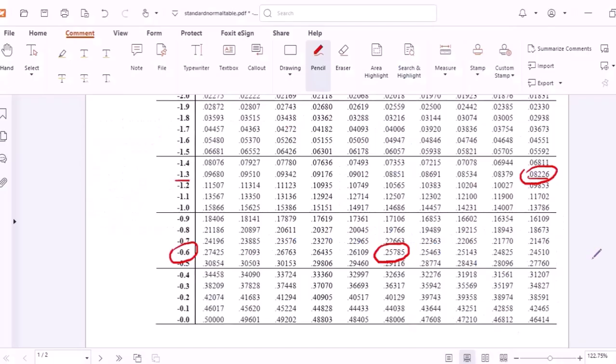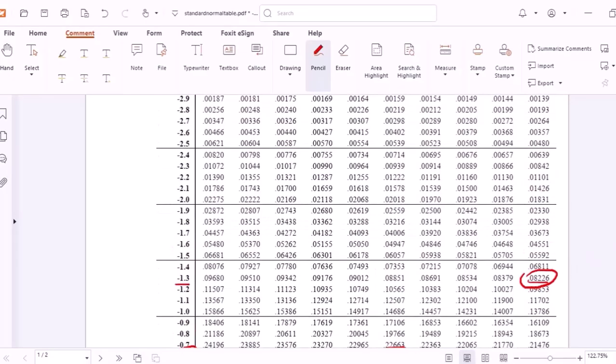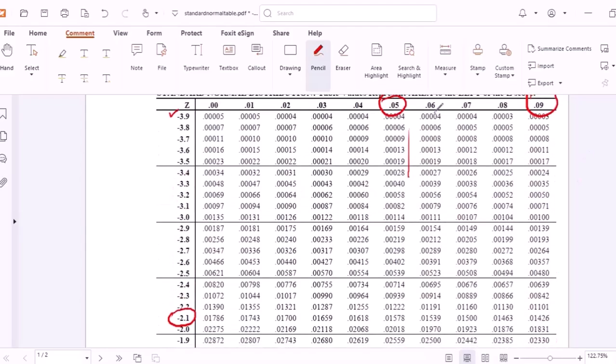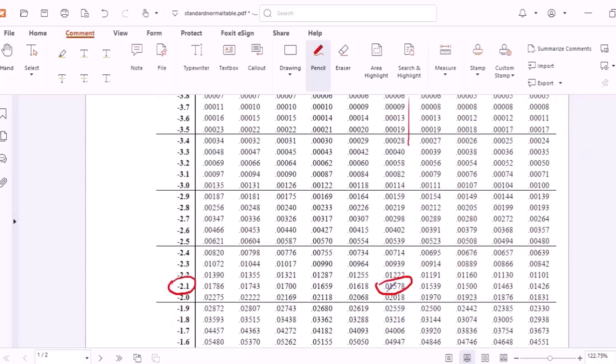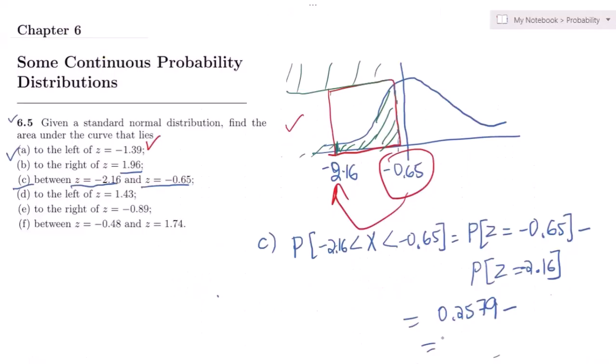Minus 2.16 is in the minus 2.1 row, and the sixth column would be 2.16. So it would be 0.0158. Subtracting from them and performing this operation, what would I get? 0.2424, and that is basically the solution of part C of my question. So this is for part C.